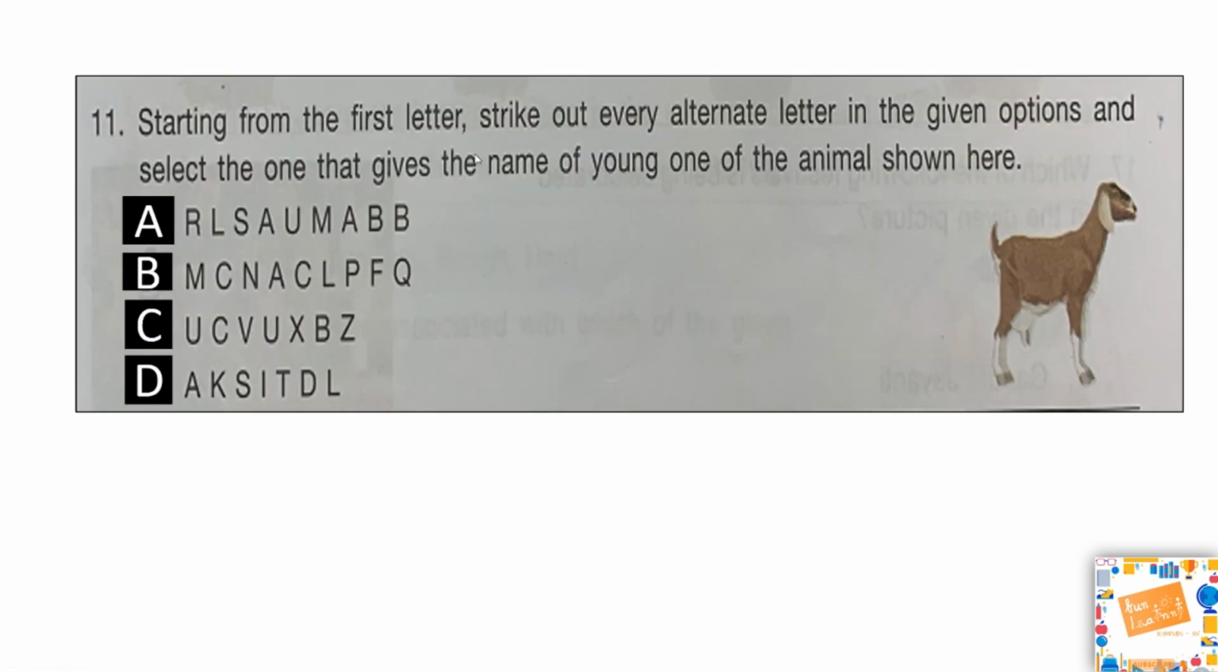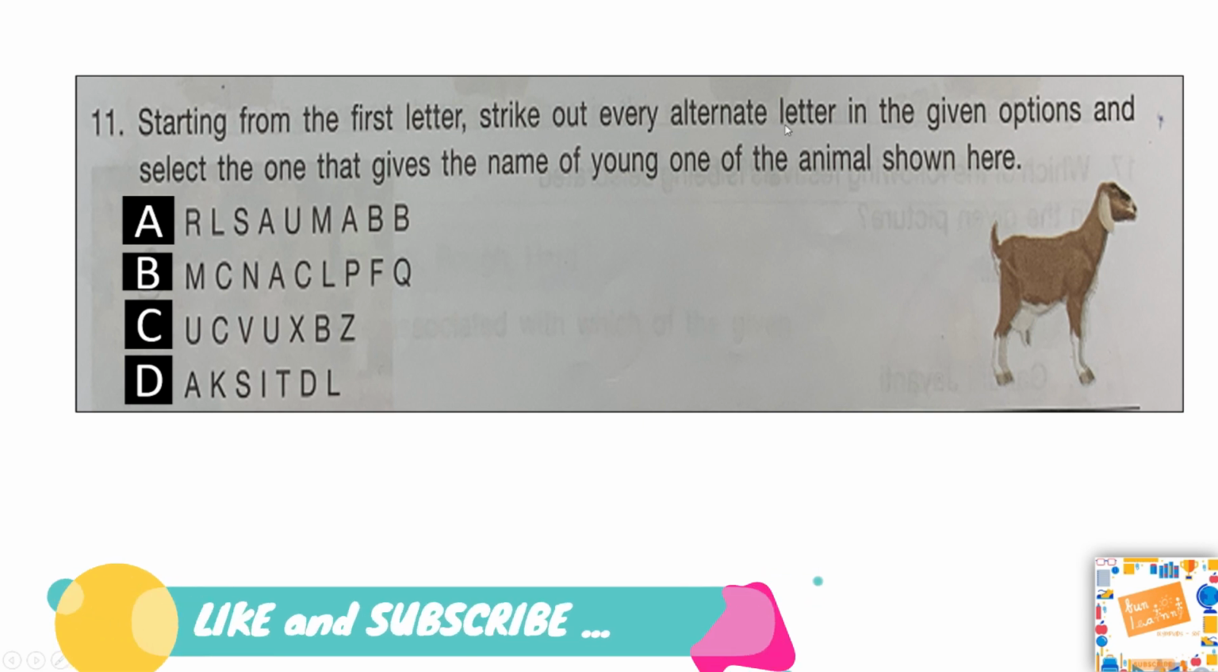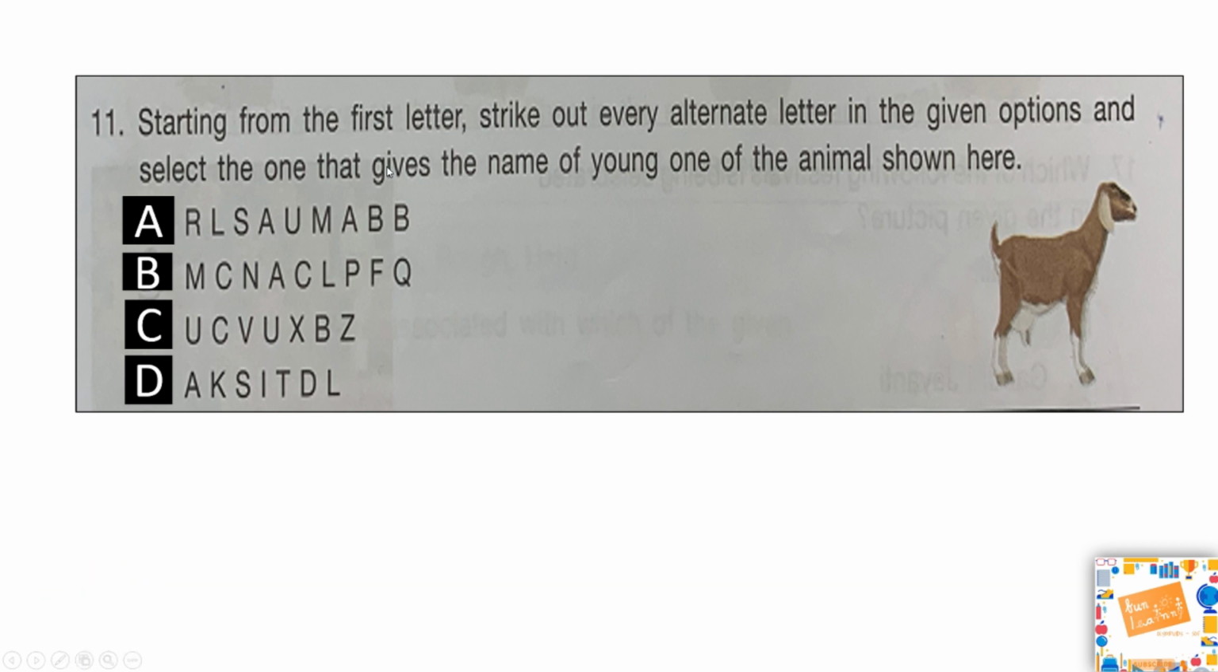Question number 11. Starting from the first letter, strike out every alternate letter in the given options and select the one that gives the name of the young one of the animal shown here. So here a goat is shown. So you need to pick up the right answer by following these instructions. Try this. Let's wait for you and then we'll solve it together.